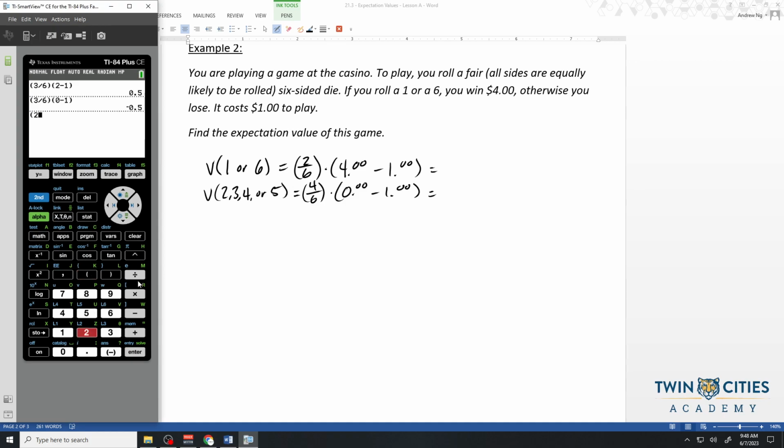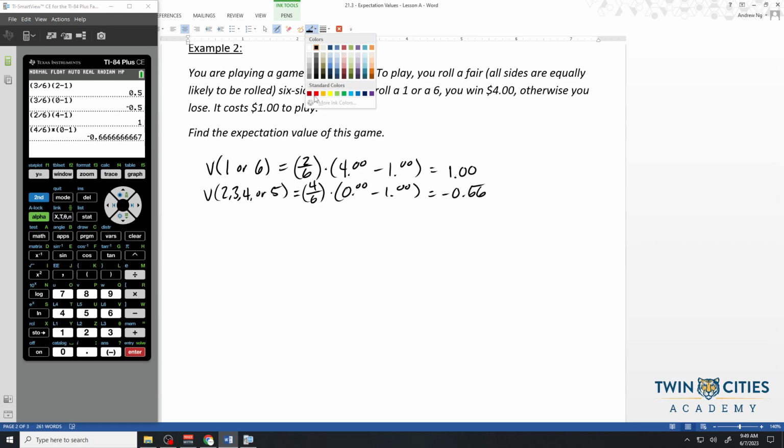So I've got 2 out of 6, and we're going to multiply that by 4 minus 1. $4 I'd win, minus $1 it cost me to play. The value of that is 1. Okay, what about this? This is 4 out of 6. So 4 out of 6 times 0 minus 1. The value of this is negative 2/3 or negative 0.6 repeating.